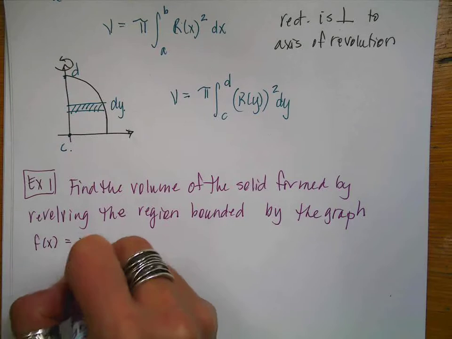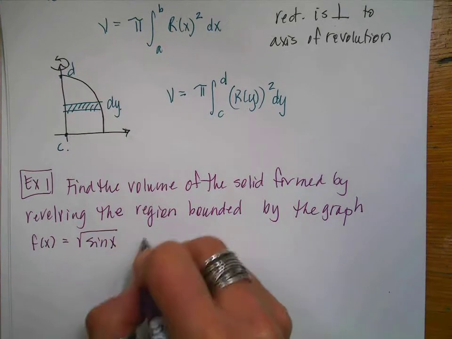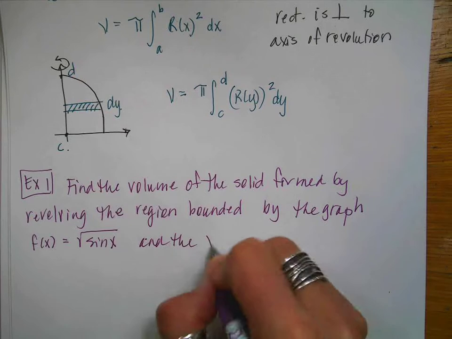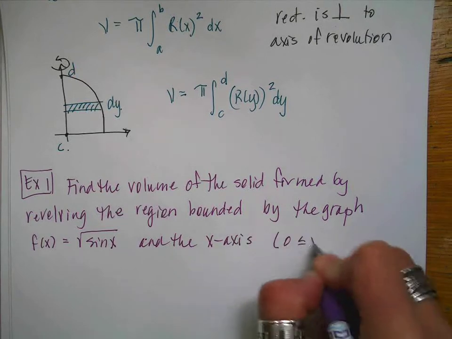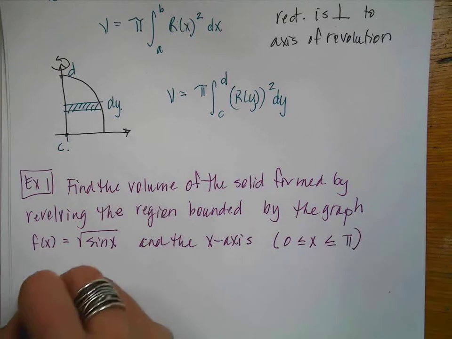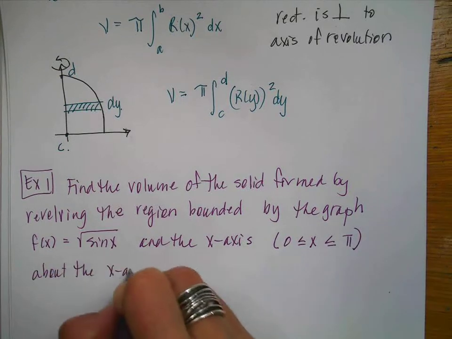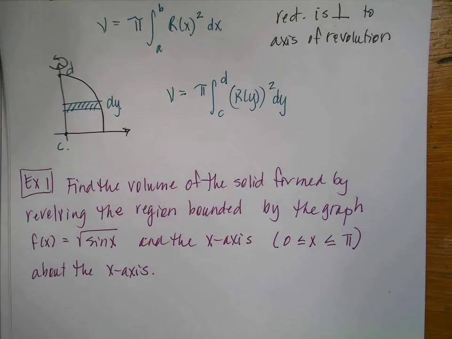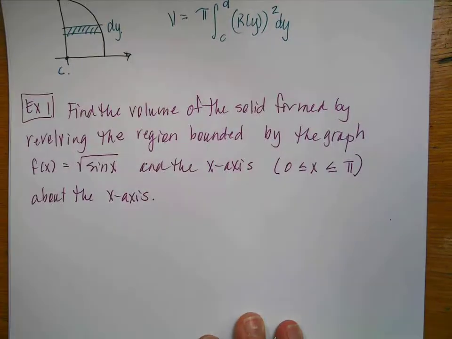So here's going to be our f of x equal to the square root of the sine of x, and the x-axis, okay? And we're going to go from 0 less than or equal to x less than or equal to pi, and we're going to rotate about the x-axis. They always have to tell you in solids of revolution which axis you are rotating about.